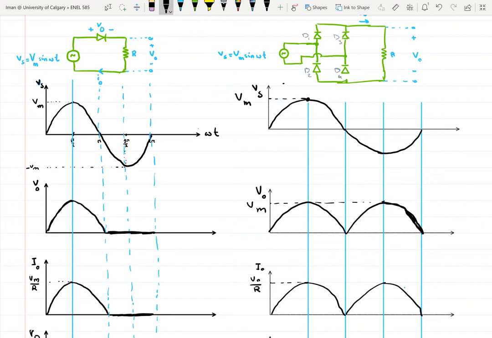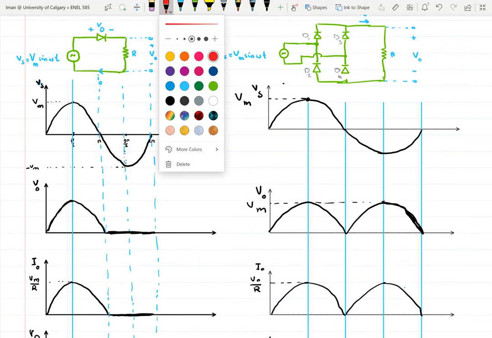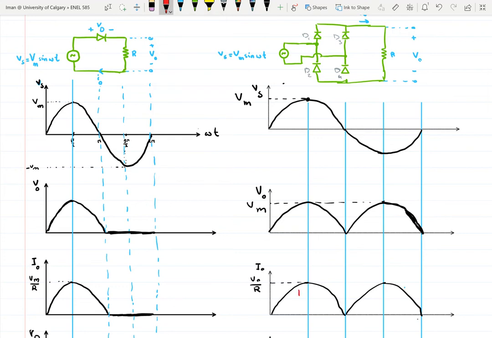And so here we know that in this situation D1 and D4 conduct, right? So this diode here and this diode here conduct because the positive current goes through this diode and continues its way and goes through the resistor, goes back through the diode, and makes its way back. Right?